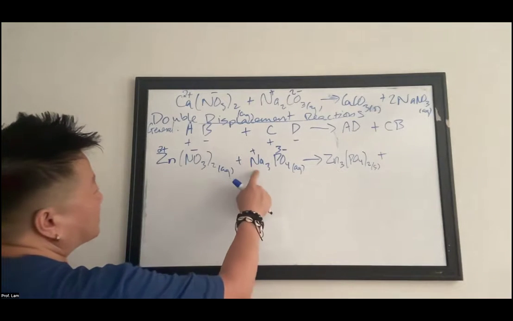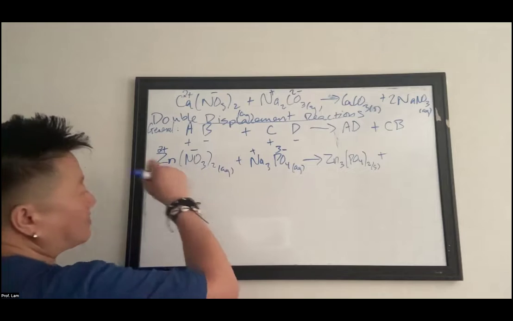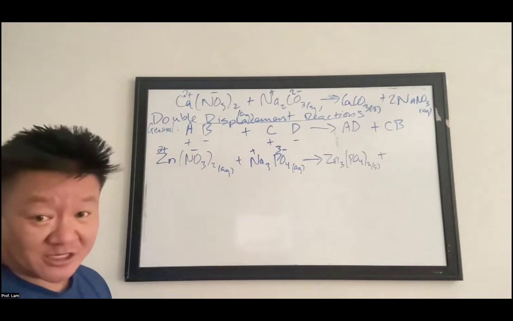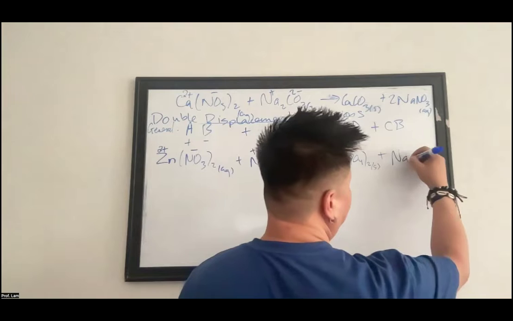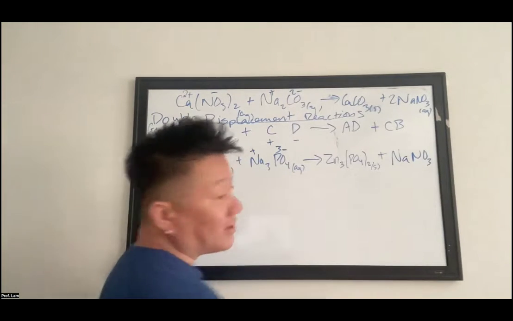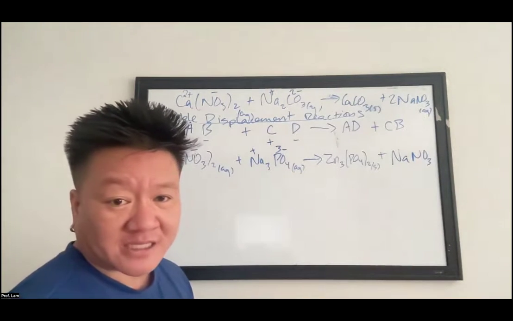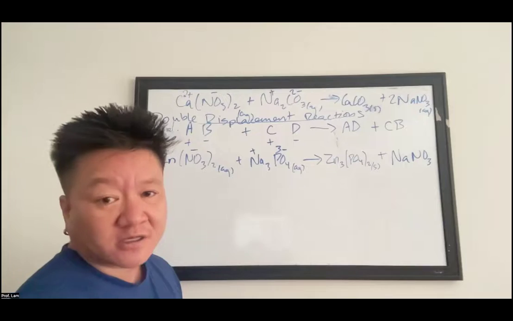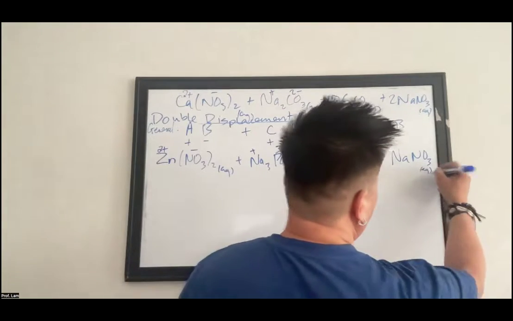Na is going to go with nitrate. So Na is plus, nitrate is minus, so they just go 1 and 1. NaNO3, so just 1 and 1 here. Now we look up the state of matter for that. Nitrate is here, generally soluble, no exceptions. So it's going to be aqueous.